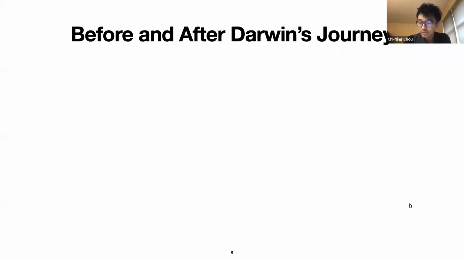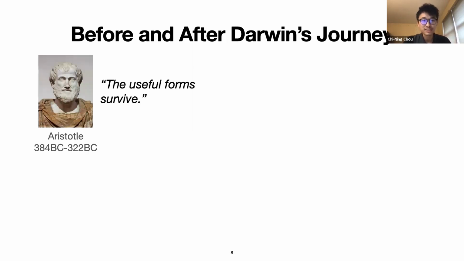As many of you might know, nowadays we know Darwin proposed a very nice theory of evolution, coined as natural selection. But this problem of studying the biodiversity of the world has long been discussed, even back to ancient Greece, like Aristotle. At that time, maybe what he was thinking is something like, the useful forms survive. He's maybe a more philosophical person. So when he said useful form, he didn't specify what that means.